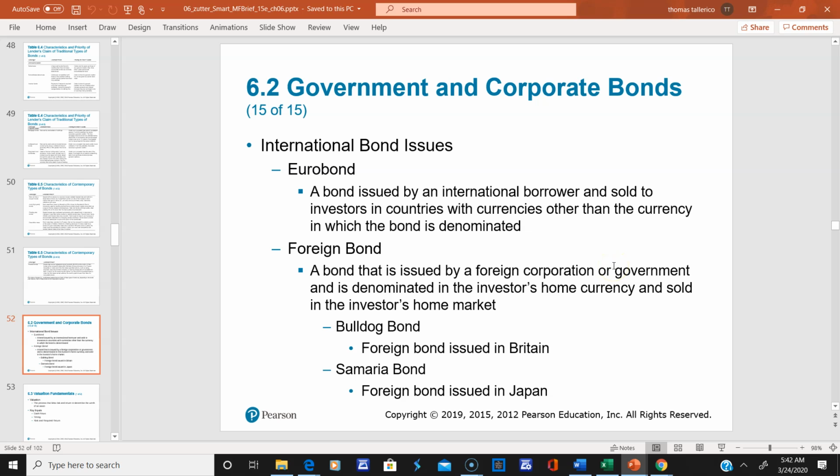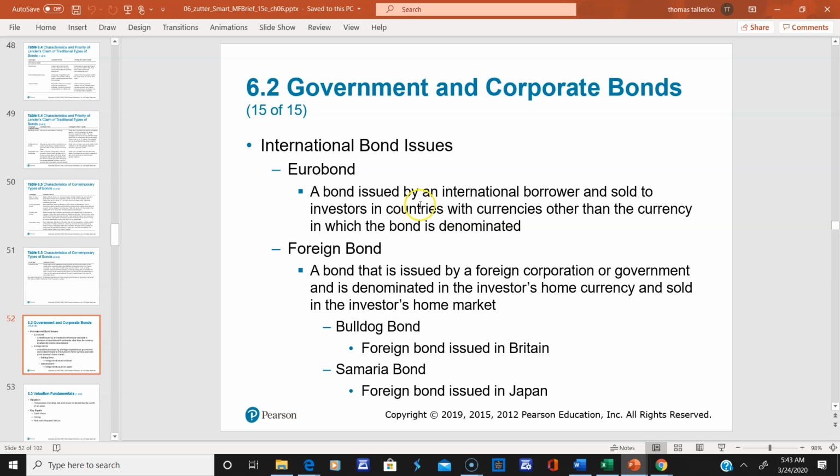So there are other types of bonds, what are known as eurobonds and foreign bonds. A eurobond is a bond that's basically issued by an international borrower, let's say a company in England or France, and they sell it to investors like in the United States. They would be sold in dollars, okay, because they're being sold in the United States.